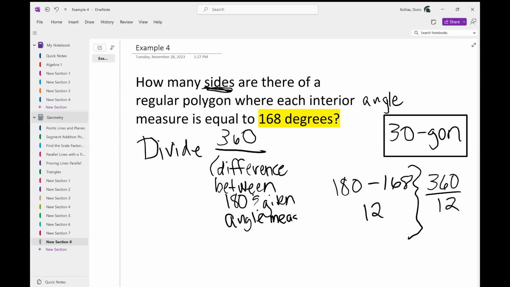If you do that, you'll always get the right answer. So you're going to divide 360 by the difference between 180 and the given angle measure. So just subtract the given angle measure from 180 and then divide 360 by that number, and you will always have the right answer.